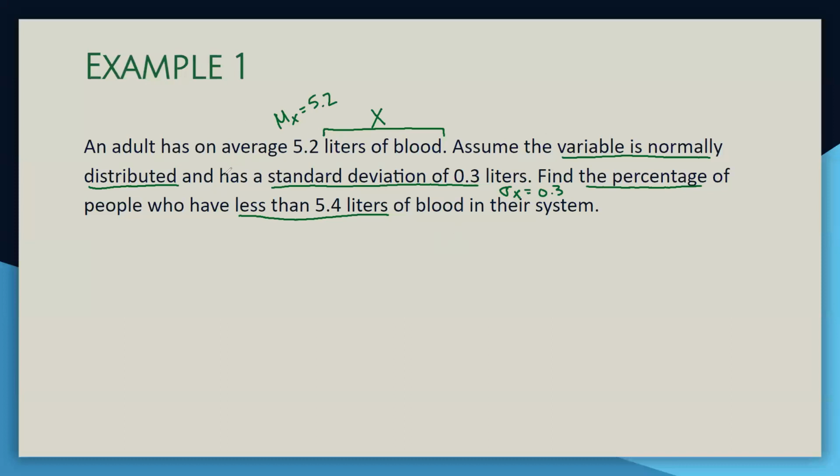So now that we've parsed out the problem, we've picked out the important information, we've labeled the stuff we know, we're going to identify this as normal distribution or central limit theorem. And we decided in our last video, this is a normal distribution problem because we're not given any sample size. So this is normal dist. We know that our random variable is normally distributed with a mean of 5.2 and a standard deviation of 0.3. We're also asked to find the probability or the percentage that a person will have less than 5.4 liters of blood.